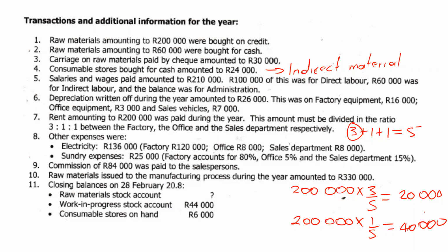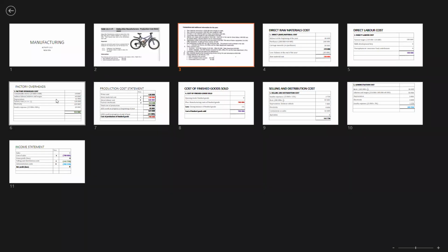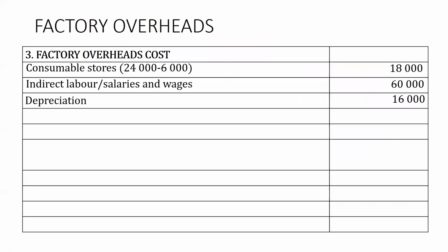Oh, it's 120,000. All right. Because admin is simply 1/5, and they also told you that sales will still be the same amount, which is 1/5. So how do we record this? The 120 for the factory will simply go to factory overheads as rent expense. Now let's go to our factory overheads. We're going to record it there as rent expense.